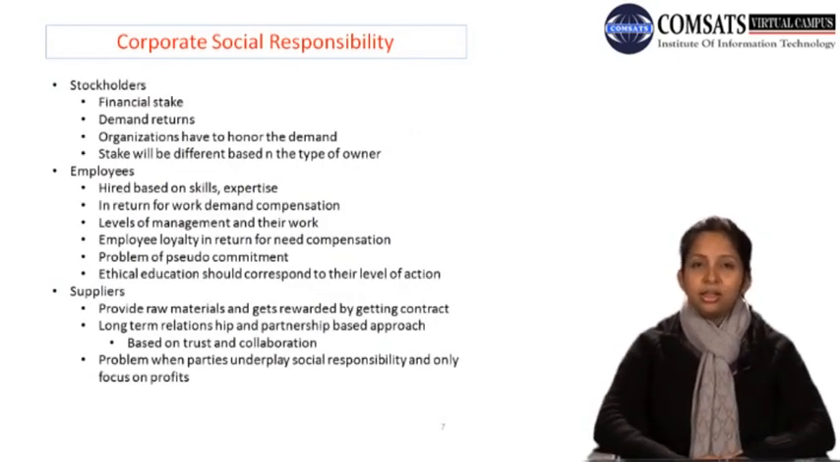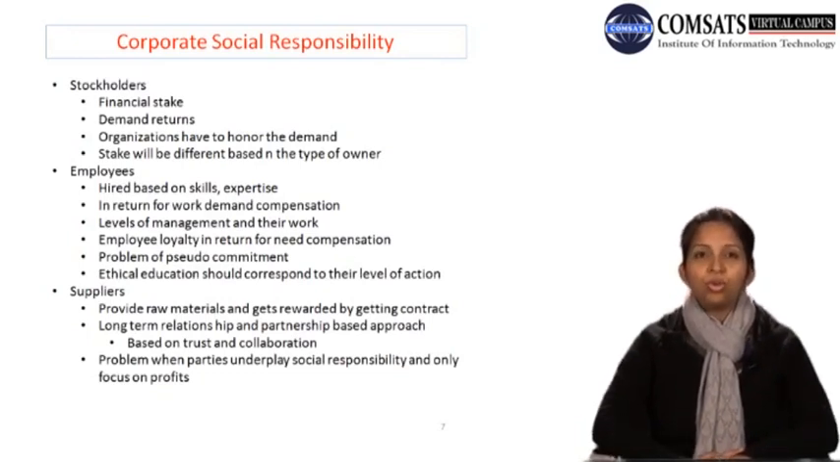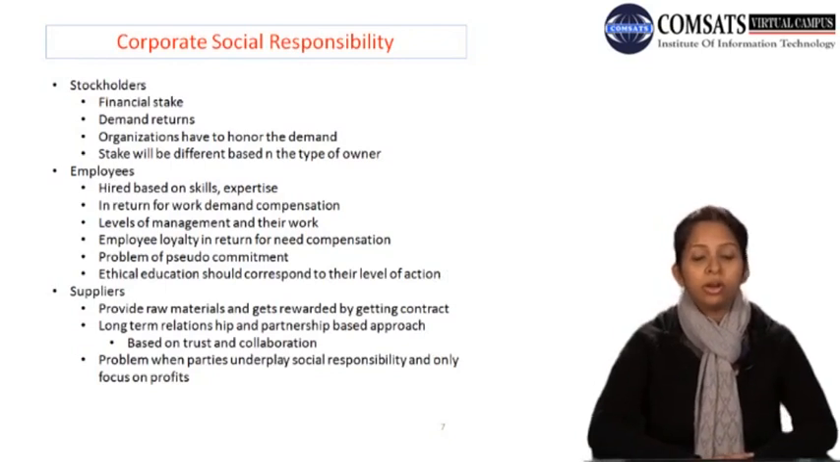Now let's study the various different types of stakeholders. I know that you know most of them, but we're going to go through them anyways, very, very quickly.